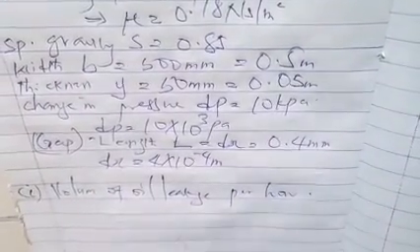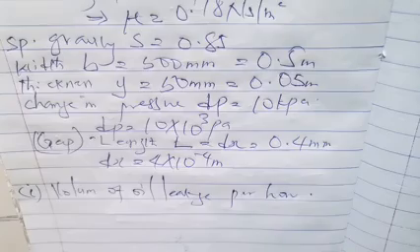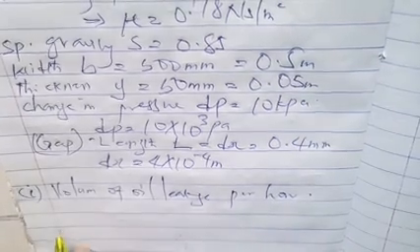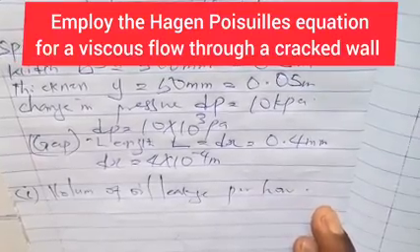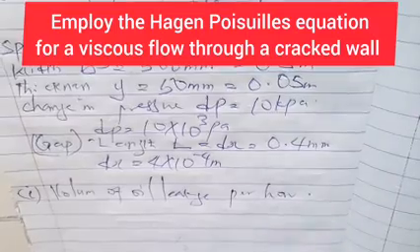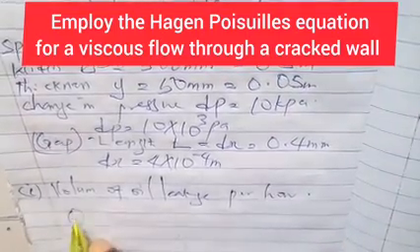All right, so volume per hour is simply discharge. The volume flow rate per hour simply means discharge, so we have to find discharge. Now, to find the discharge, we make use of the Hagen-Poiseuille equation for a viscous flow through a cracked wall, and that equation gives us that discharge.